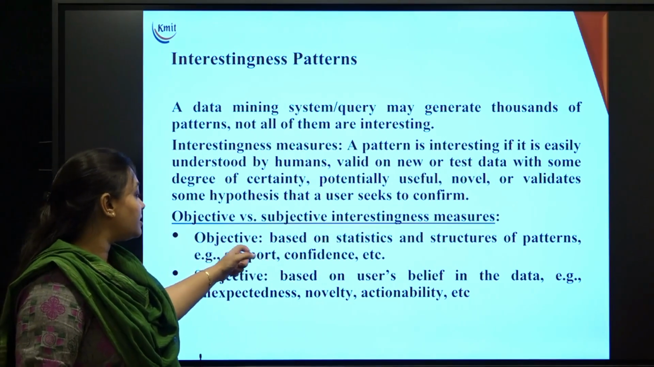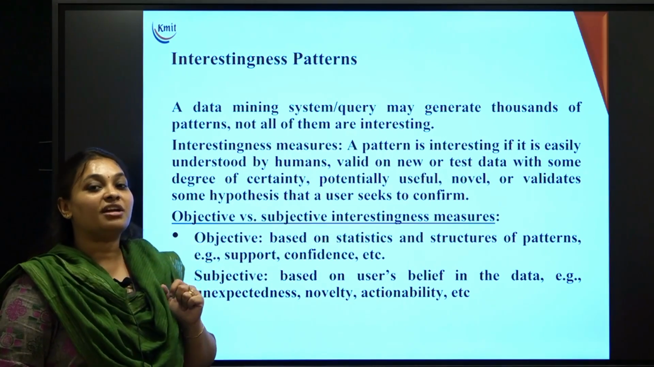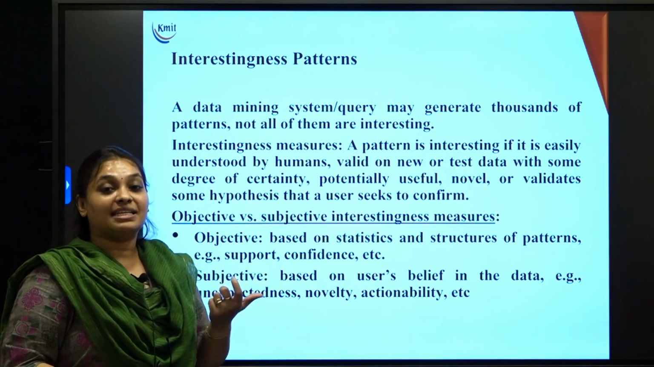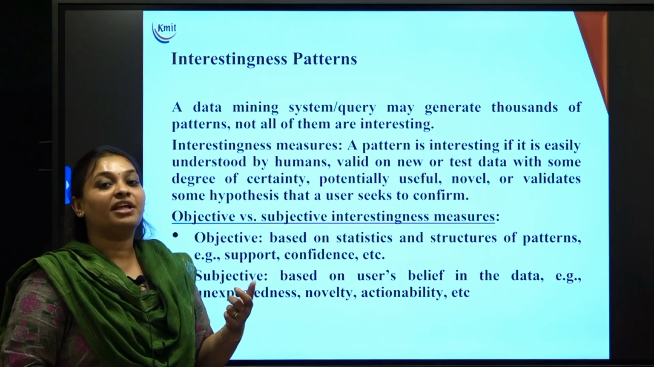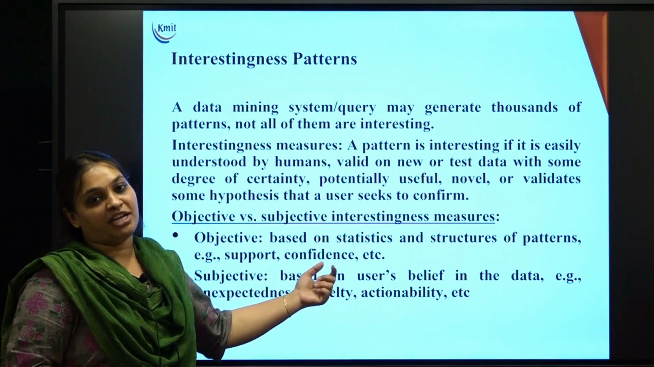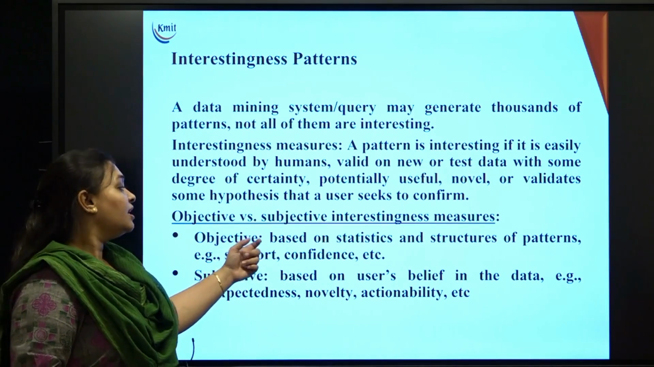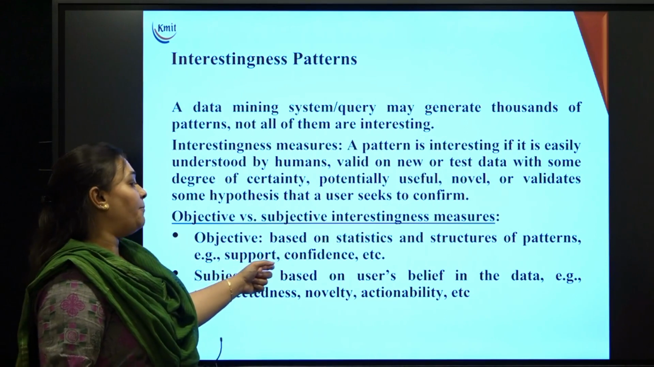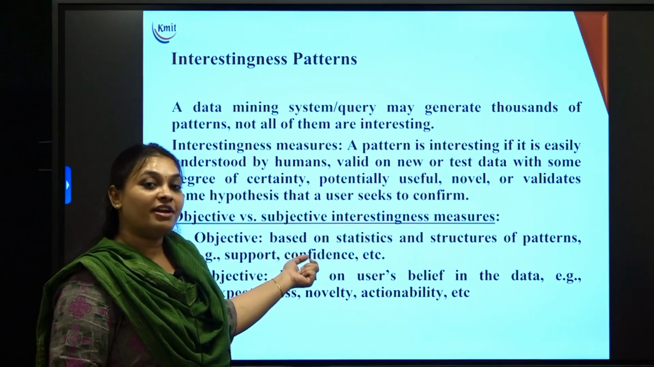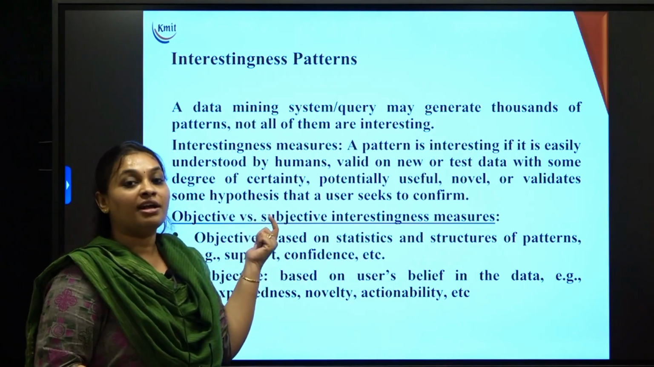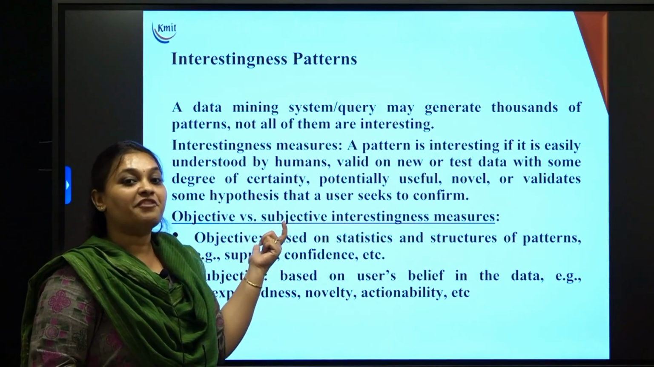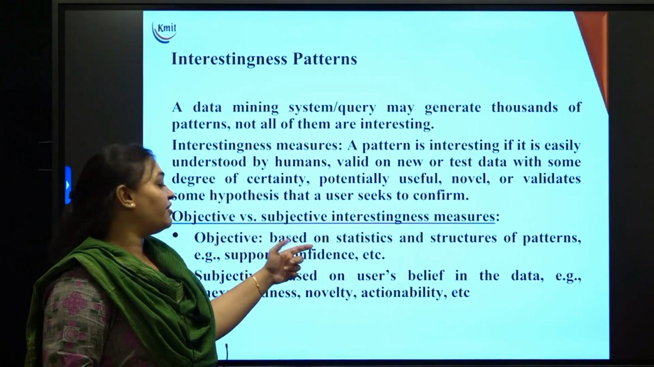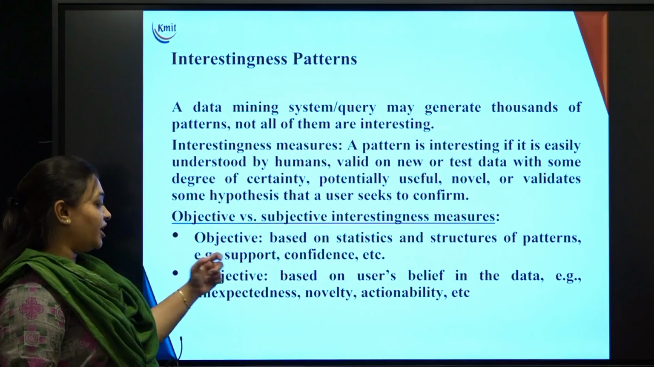Now, what do we mean by objective measure? Objective measure is purely based upon statistics, linear regressions, all the mathematical information we use. It is based on the statistics and structure of patterns. Examples are support and confidence, which we have done in association analysis, where we saw how market basket association rules are used. Everything comes here.